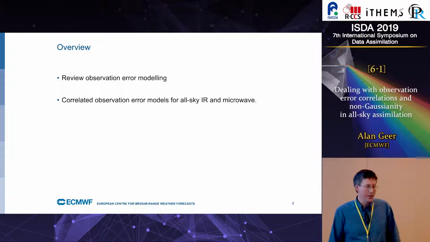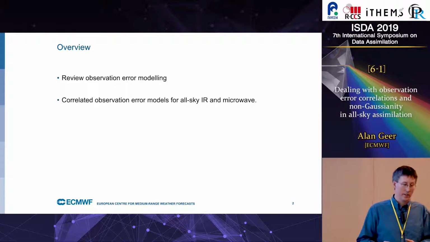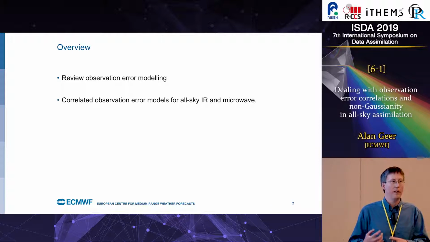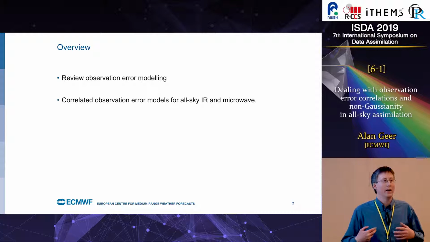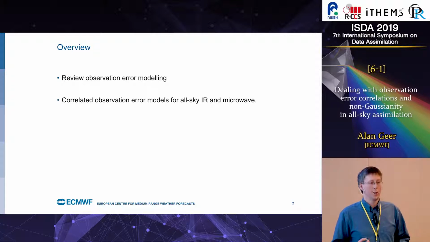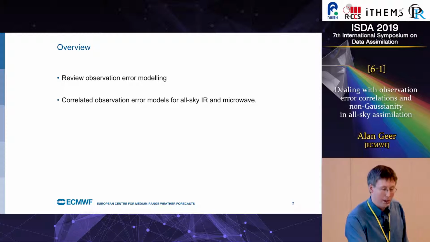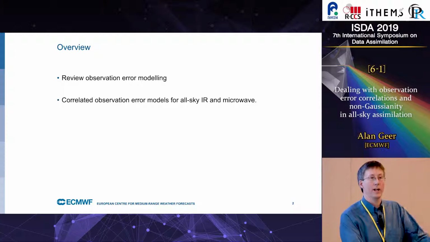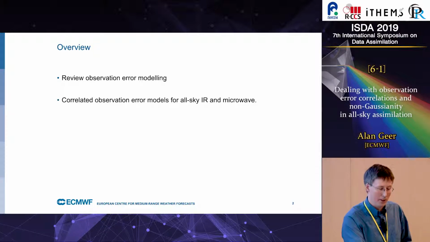So just to overview the talk, there are unfortunately too many slides in this, so I've got two halves. There's a review of observation error modeling as it relates to all-sky data assimilation, and then a section on some new correlated observation error models for all-sky infrared and all-sky microwave that have just been developed over the last year or two. So I'll start with the overview and go quite quickly, and then hopefully have more time to spend on the correlated observation error models.